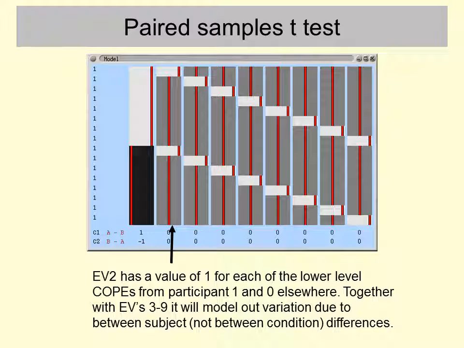So we're not really interested in looking at the results of these explanatory variables. They're just there to model out variance that we don't want to include in our error term. That's a common theme with many of the design matrices we've been talking about, that some of the regressors are just there to reduce our error variance.